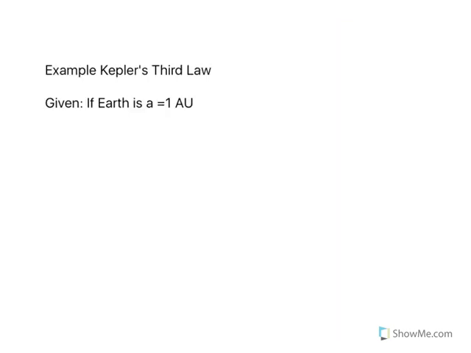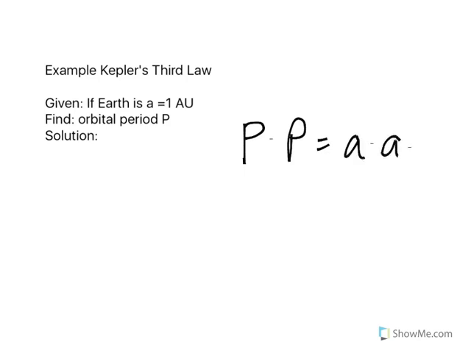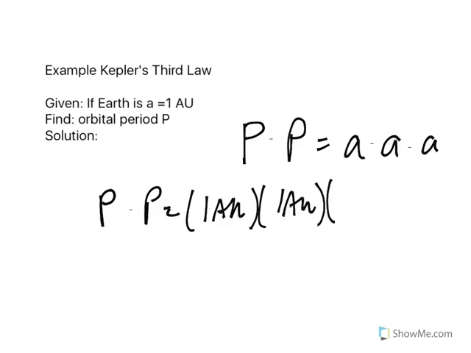If Earth is about 1 astronomical unit on average from the sun each year, find the orbital period of Earth, P. Well, we know that Kepler's third law tells us that P times P is equal to A times A times A, and I'll use dots for multiplication symbols. That's P squared is equal to A cubed, and we're given A is equal to 1 AU, so we know that P times P is equal to 1 AU times 1 AU times 1 AU, where I'm now using parentheses, and I've dropped the dots in between.